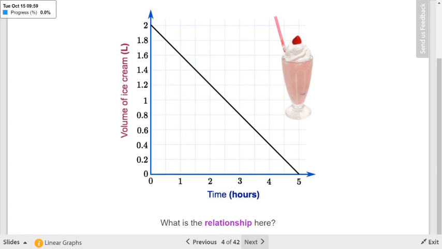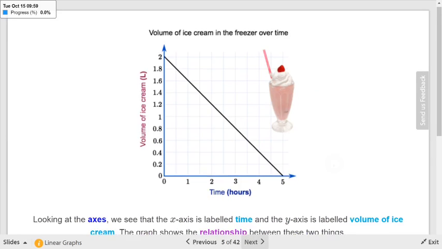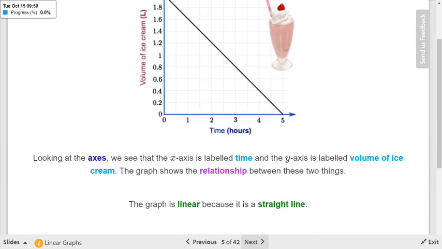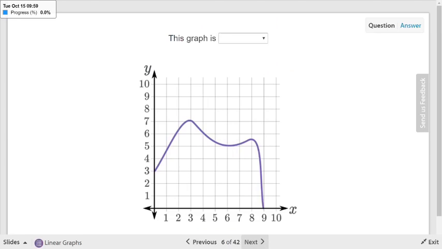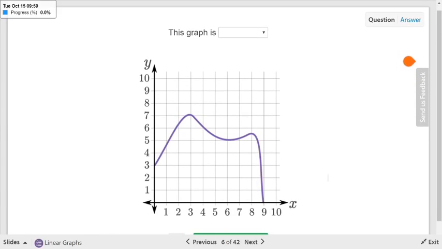So we started off with 2 liters of ice cream, and after how many hours are we out of ice cream? 5. Good job. You guys are great. Really sad we're selling it. Very, very happy here. And again, you already mentioned that it's linear because the line was a straight line. Good job.